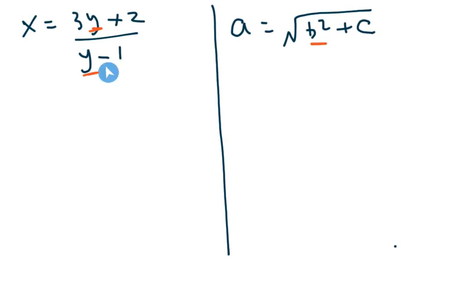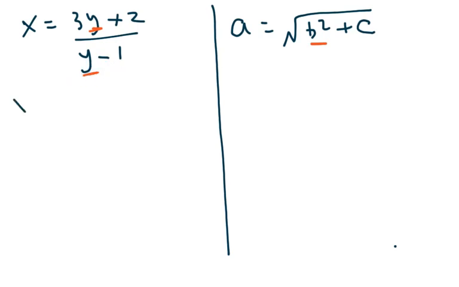Okay, the first one we want to get y to be the subject of the formula, but we cannot do anything with these y's as they currently are. I can't factor them. I can't remove them in any easy way. So what I'm going to have to do is multiply both sides by y minus 1, and that gets rid of it off the bottom. It stops it being a fraction like this.